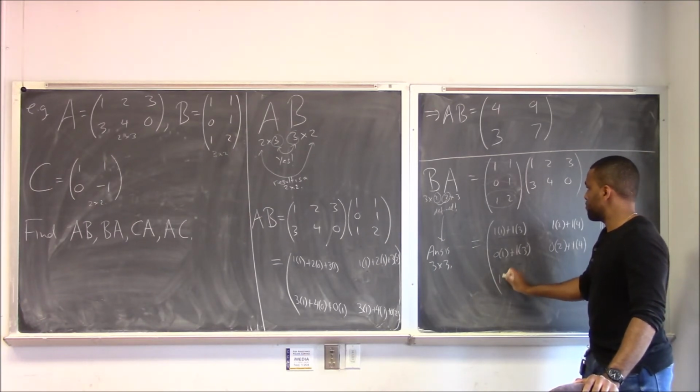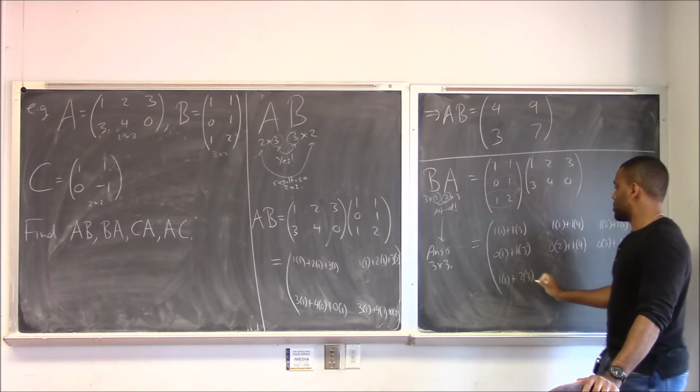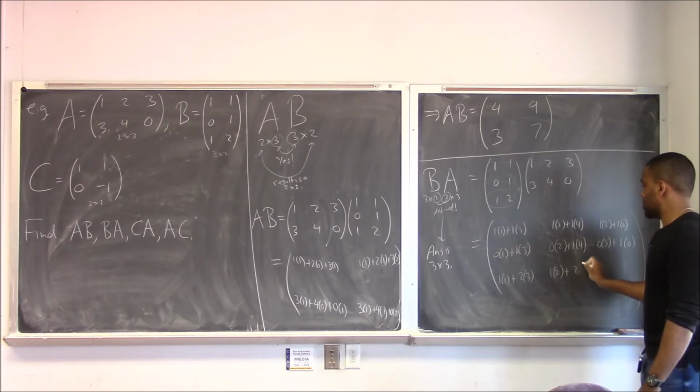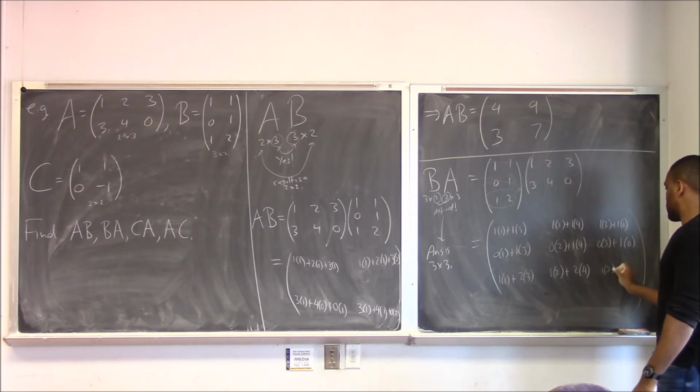1 times 1 plus 2 times 3. 1 times 2 plus 2 times 4. 1 times 3 plus 2 times 0.